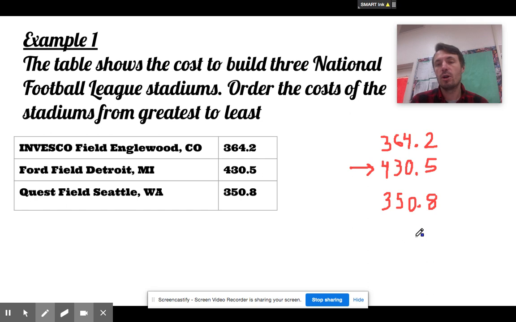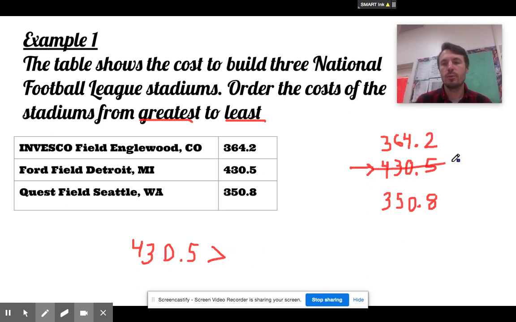So we're looking for the smallest one first because we're going from greatest to least. So we're actually looking for the biggest one first. So this is going to be first on our list because it has a 4 in the hundreds place, whereas this number and this number both have 3s in the hundreds place. So we're going to start by writing 430 and 5/10. And that's the biggest number. So we put the alligator mouth facing it. The alligator always wants to eat the largest number.